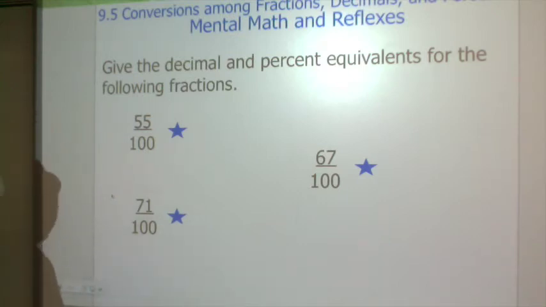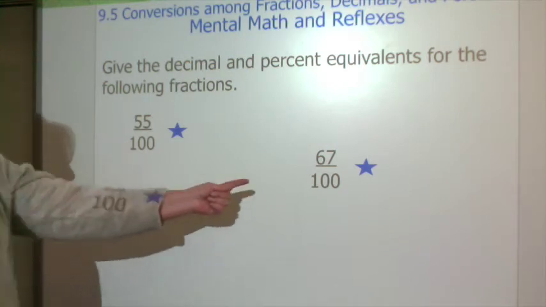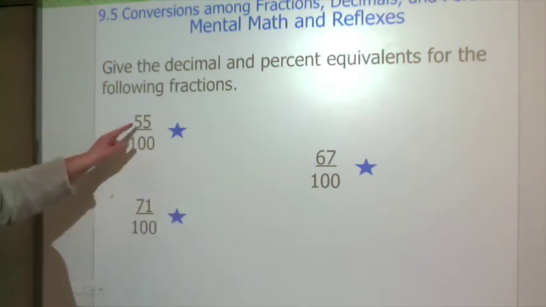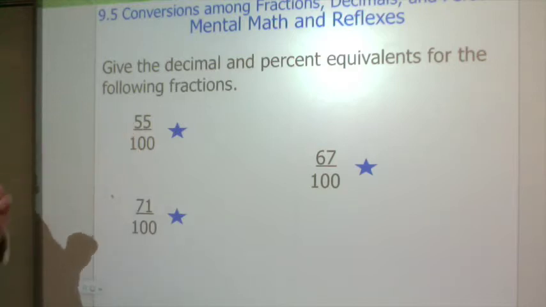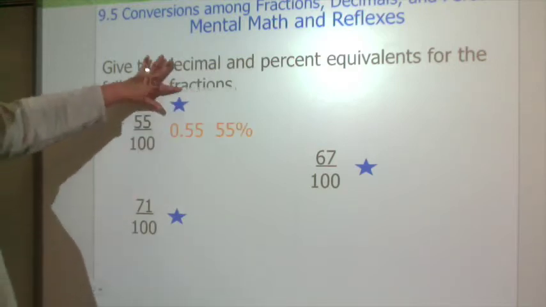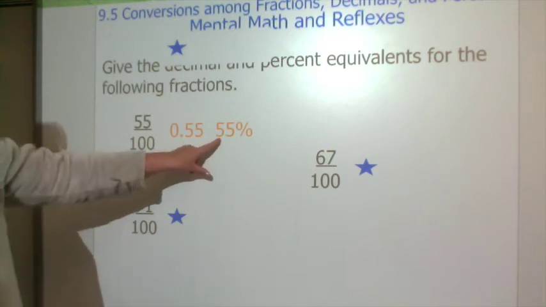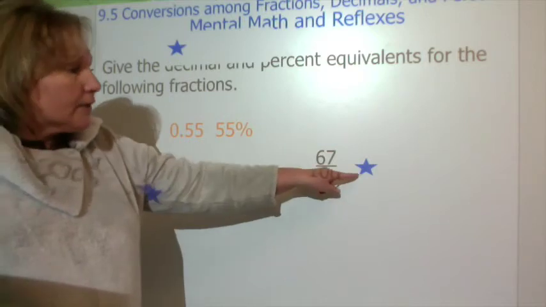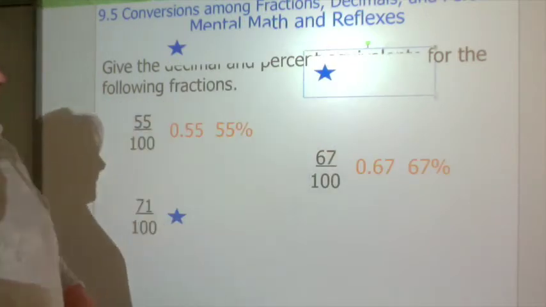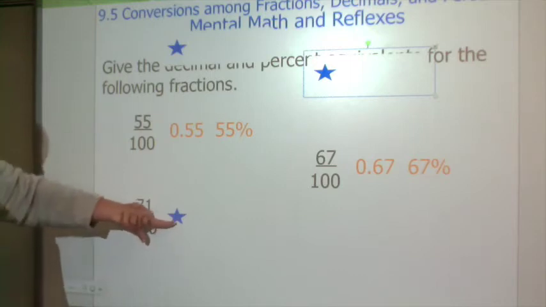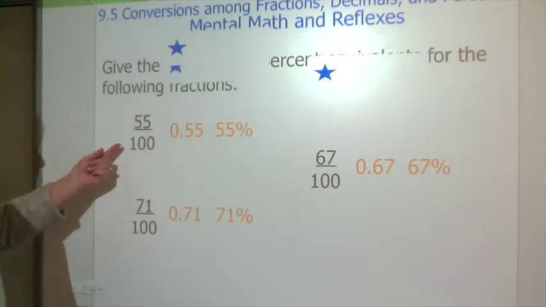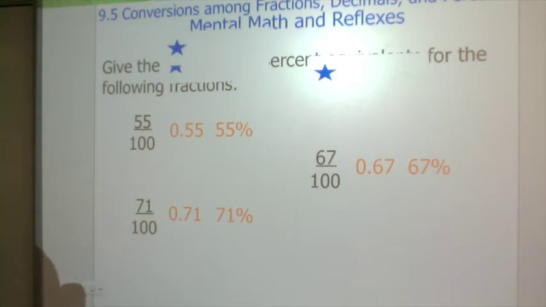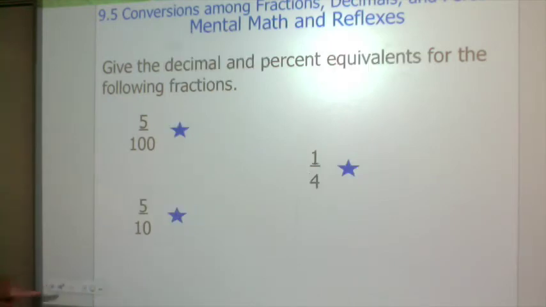I just wanted to go over the mental math with you. Remember, if we can have that denominator to be 100 on the bottom, like all three of these, that will be your percent, so 55%. That will also be your decimal. 0 and 55 hundredths, 55%. I bet you can guess what this one's going to be. This will be 0 and 67 hundredths and 67%, 71 hundredths and 71%. So just a reminder, if you can get that denominator to say 100, you are in business for some pretty easy fractions and decimals. This one's a little trickier.